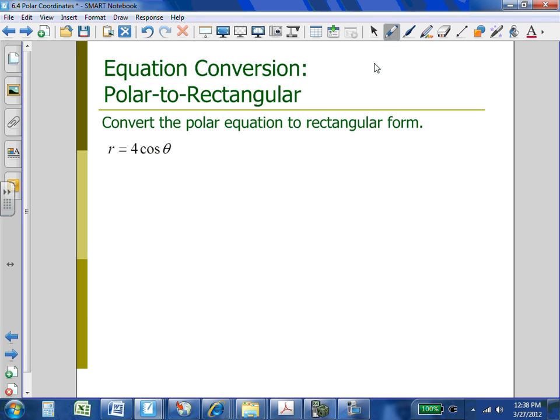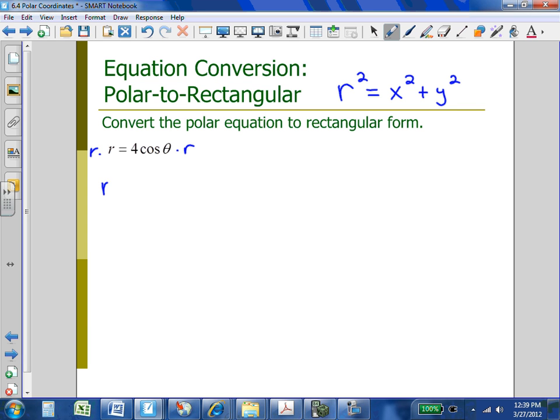So one of the main things that you'll be using on this, I'll write it here at the top, is that r squared is x squared plus y squared. That directly relates an r back to an x and a y. That will be very useful. So the thing we're going to do on this one, r equals 4 cosine theta, is we're actually going to multiply both sides by r. And you'll see why I want to do that in a second here.